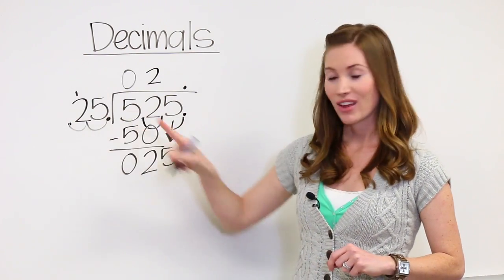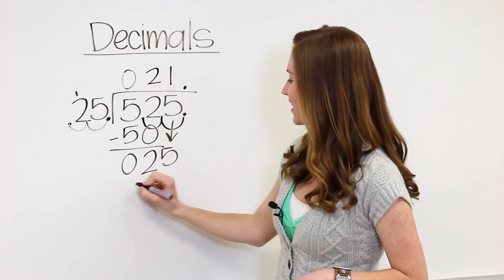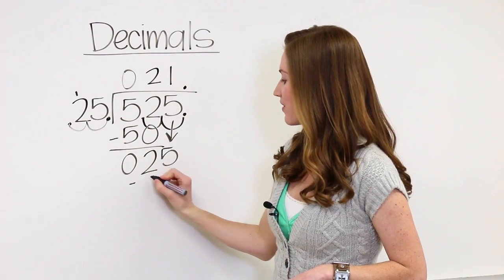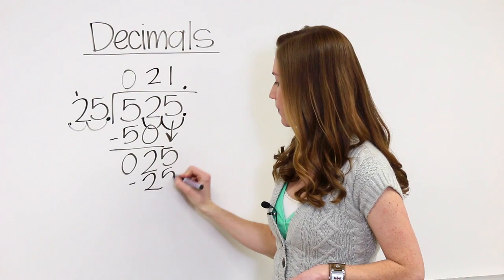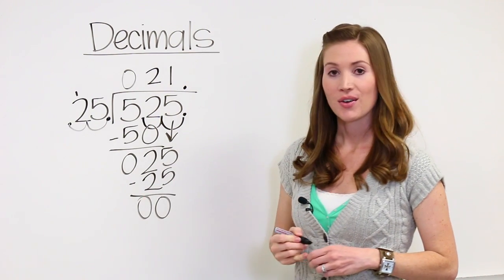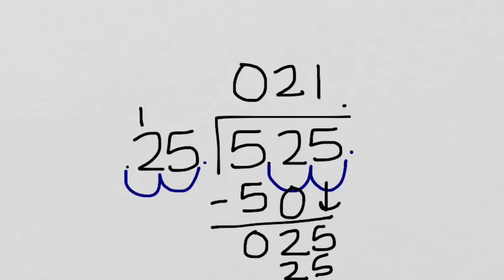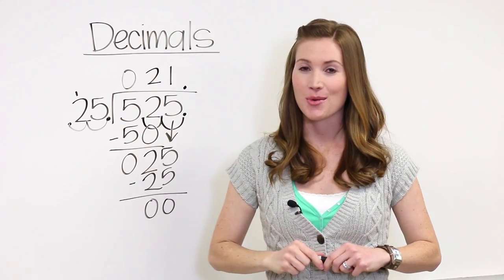How many times can 25 go into 25? That's easy, once. 1 times 25 is 25. We'll subtract, and we get 0. Let's read our quotient together. 21. Now remember, we still need to check our work.